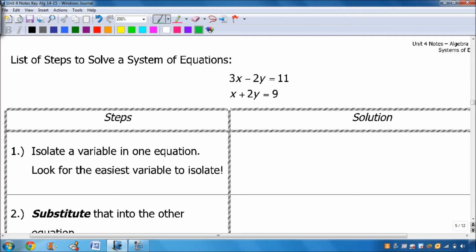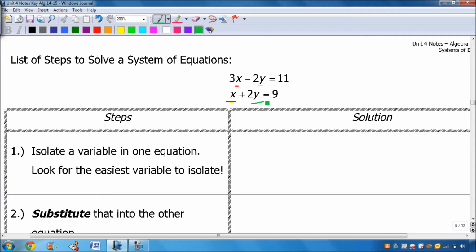So, the equations that we're going to solve are 3x minus 2y equals 11 and x plus 2y equals 9. Let's look at the steps that we have in order to solve this problem. Step 1 is to isolate a variable in one equation. Look for the easiest variable to isolate. We actually have 4 choices of variables. We can either isolate this x, this y, this x right here, or this y right here.